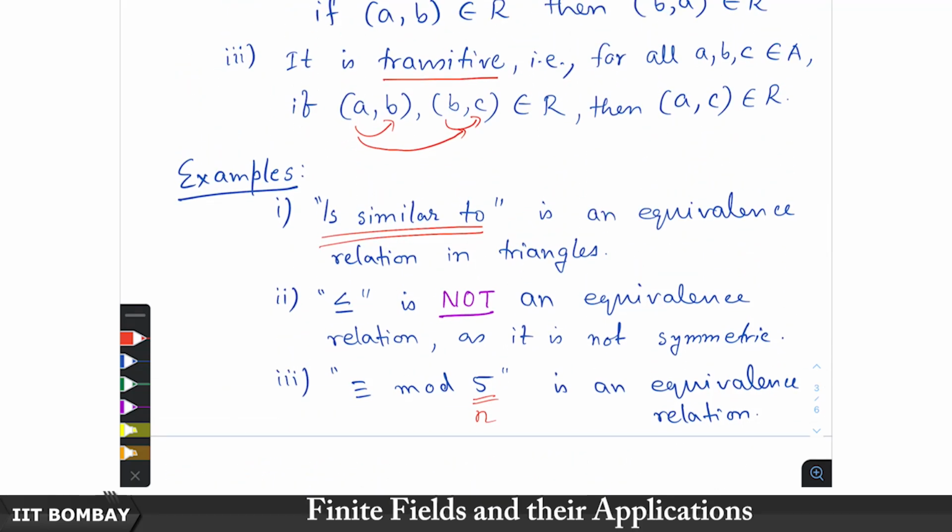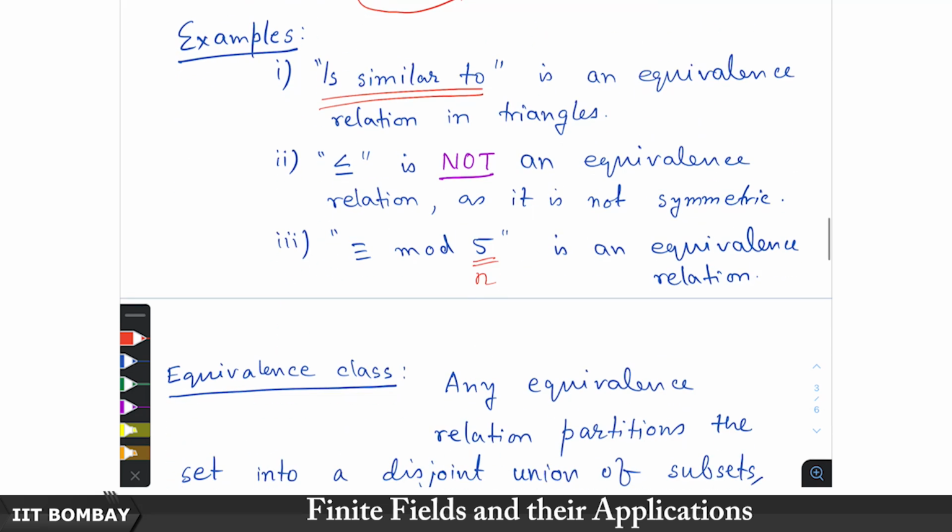Now, once we have an equivalence relation, one can prove that the whole set A, where the equivalence relation is defined, gets partitioned into what are called equivalence classes. Which means the set has many subsets. So, A gets partitioned into subsets, disjoint subsets, they have no intersection with each other.